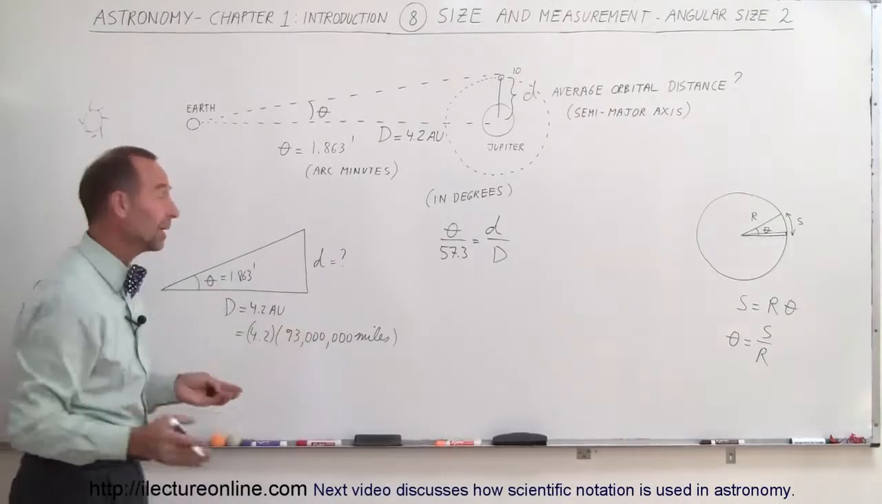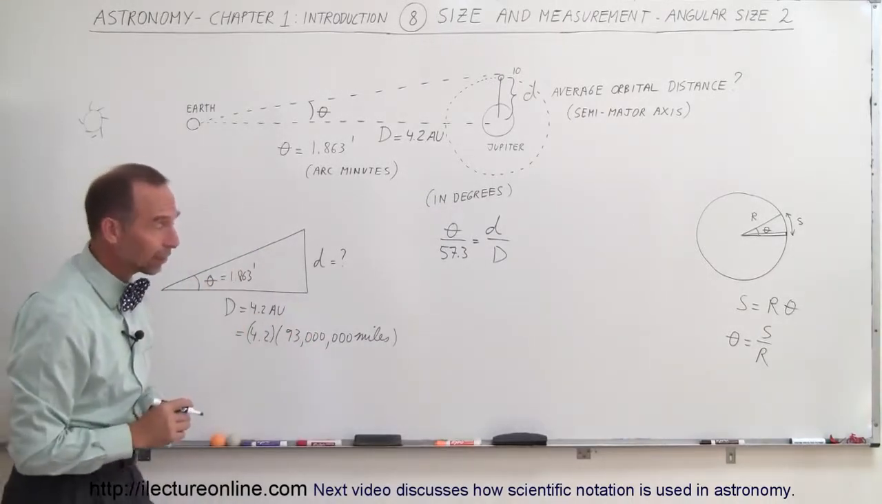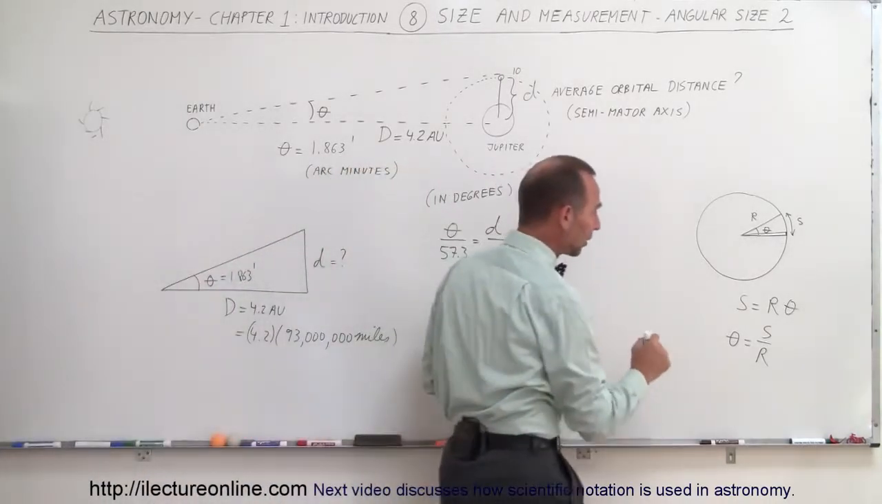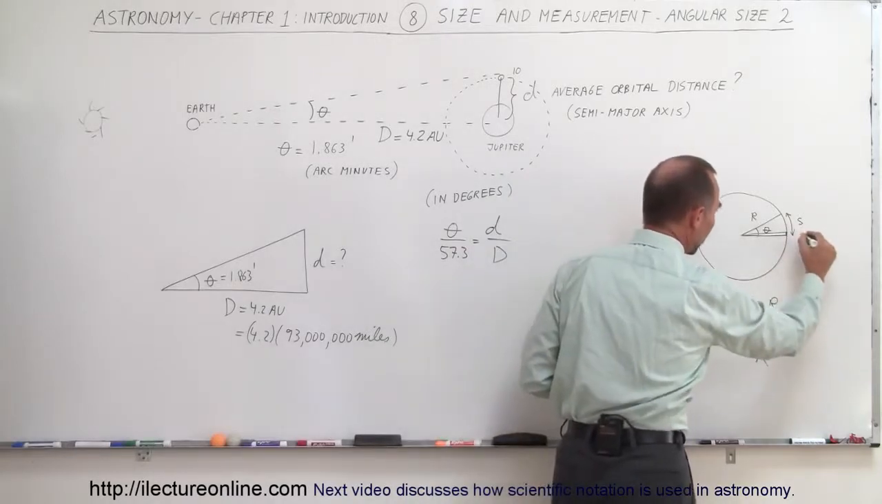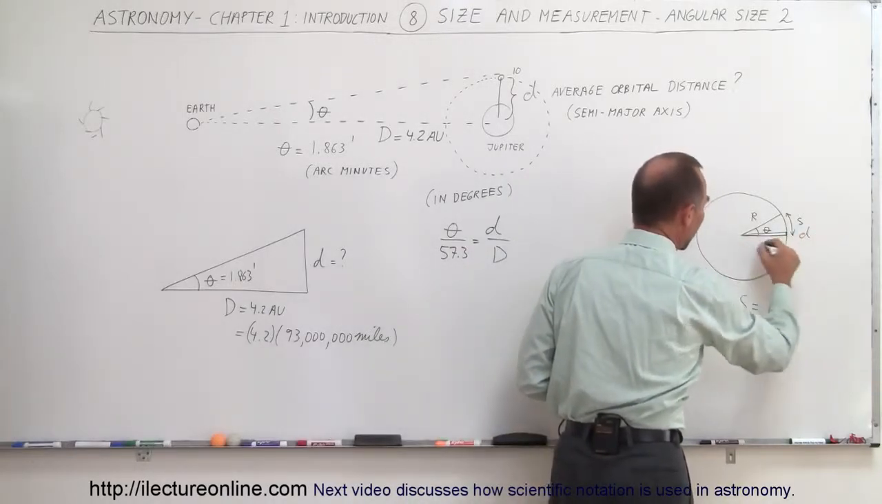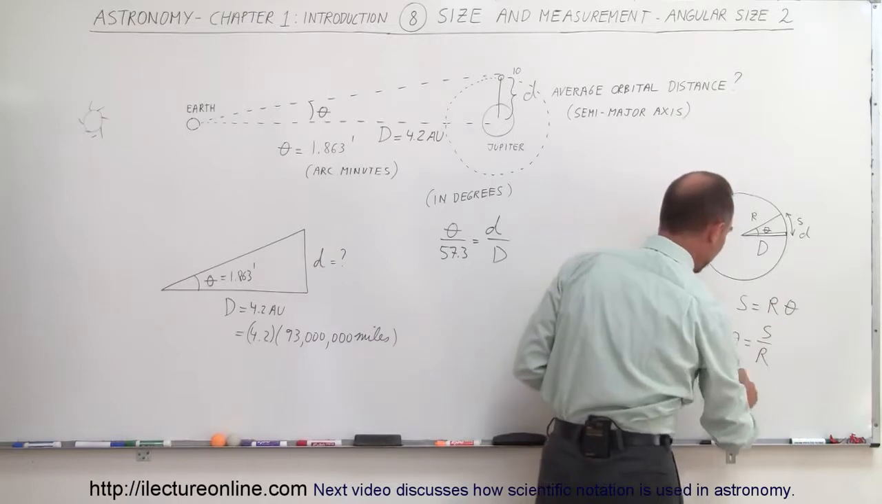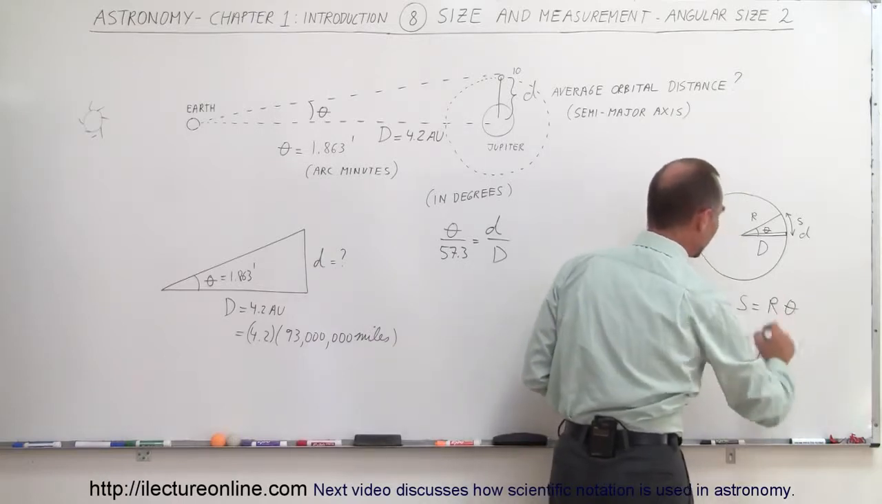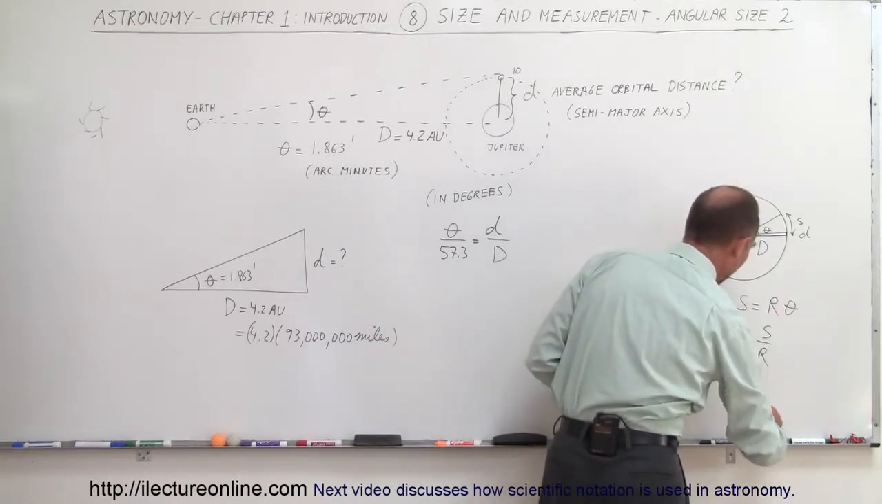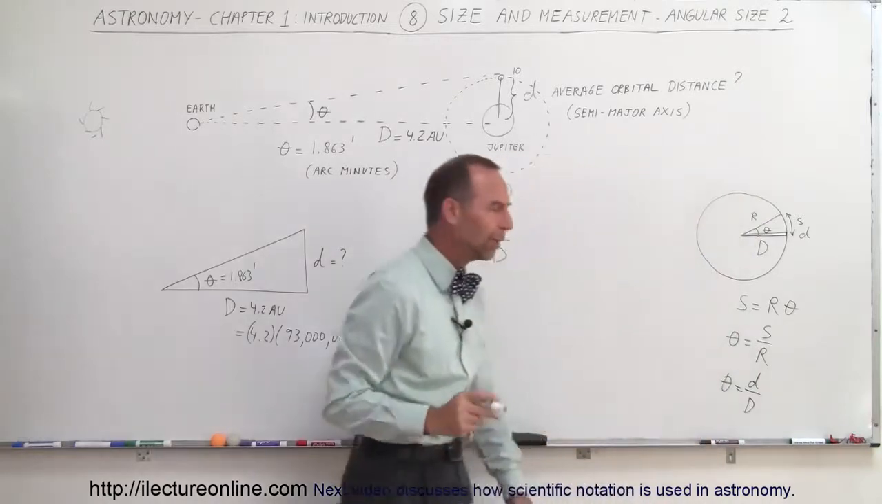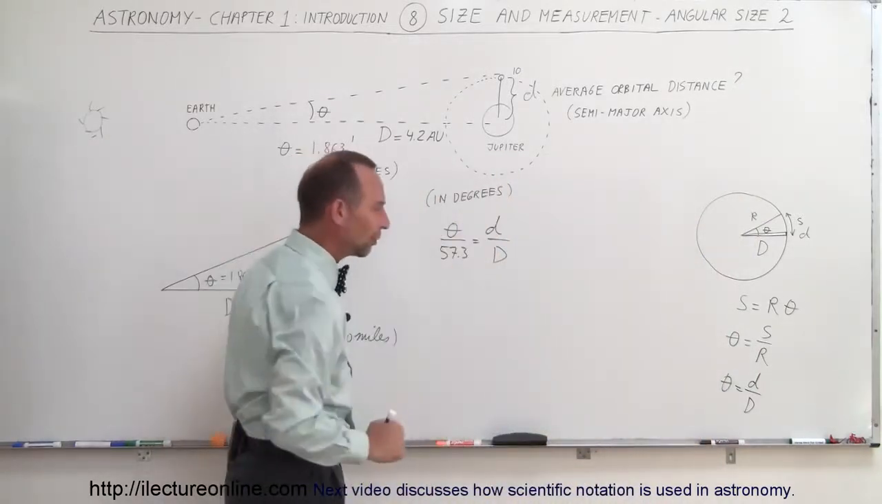And remember, in astronomy, we always talk about very small angles. So for this small angle, we call this distance little d, and we call the radius big D. We can then say that the angle theta is equal to the ratio of small d divided by big D. Now you say, well, wait a minute, where does the 57.3 come from?